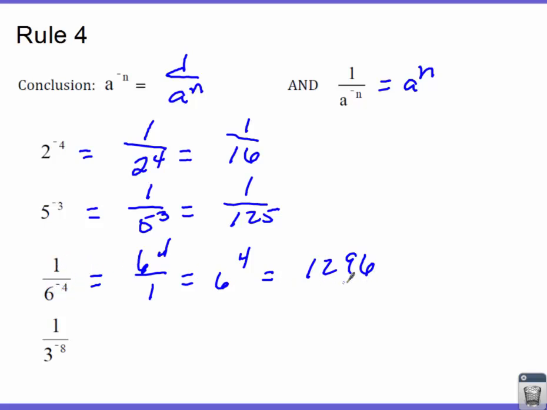Okay, so if you were to type this 1 over 6 to the negative 4th, you'll just get a plain regular answer, just a whole number as an answer. Same thing on this last one down here. We've got 1 over 3 to the negative 8, so that's going to be the same thing as 3 to the positive 8 over 1, or just 3 to the 8th power. And we type that into the calculator, and you end up with 6,561.